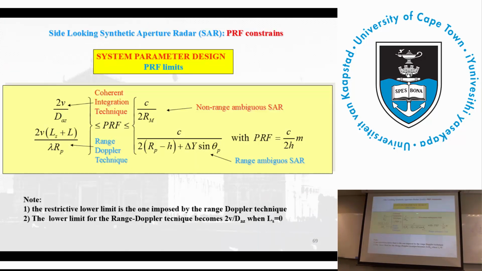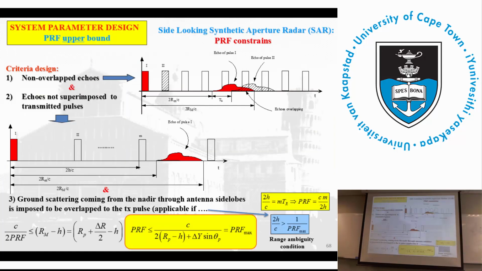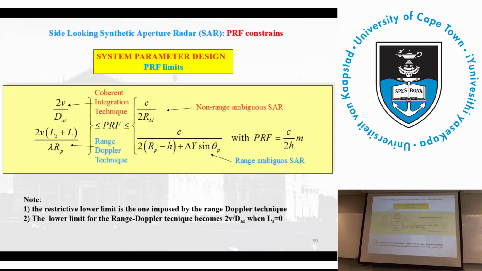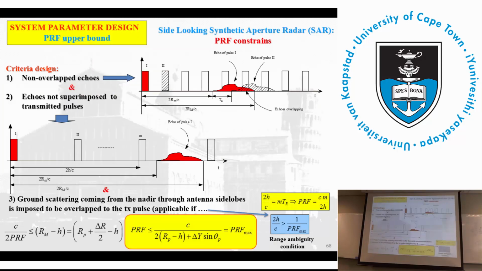So then we come to this. Basically, the PRF that we are considering has to be confined between a minimum value and a maximum value. For the non-ambiguous SAR, the maximum value would be this, and for the range ambiguous SAR, it becomes this one, so that we make sure that we have echoes between pulses. Of course, if we get echoes between pulses, then also the first condition is satisfied, because this one will be after the other.